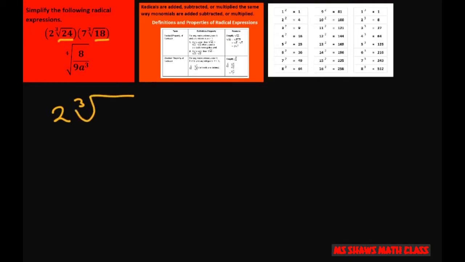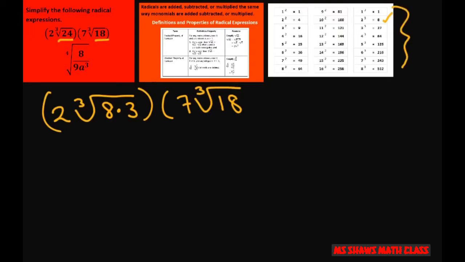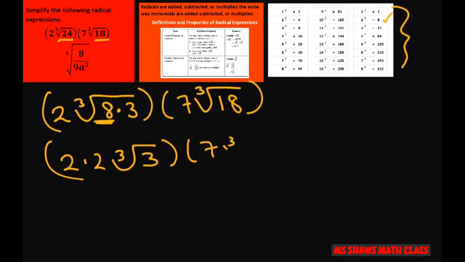So I know the cube root of 8 is 2, so I can write this as 8 times 3, and then I have to multiply this by 7 cube root of 18. I can't break out 18 with the cube roots I have. So basically, to simplify, the cube root of 8 is 2. So you have 2 times 2 cube root of 3 times 7 cube root of 18. Now, that's 4. And now we can multiply.